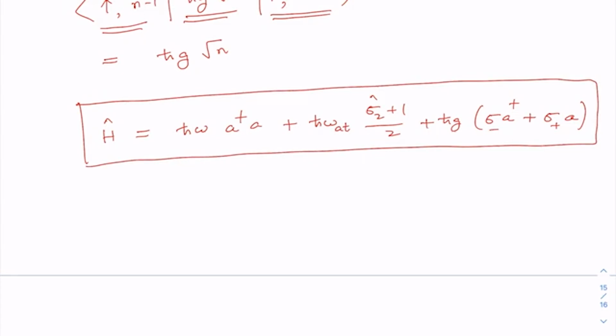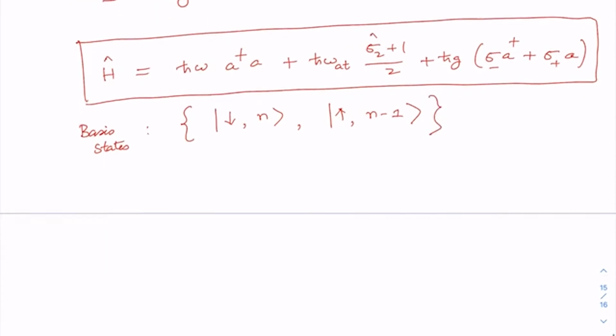My intention now is to work out the matrix form of this Hamiltonian, and for that let me choose my basis states as this. These are my basis states. Basis states are simple: atom in the ground state with n photons in the field mode, and atom in the excited state with one less photon in the field mode.